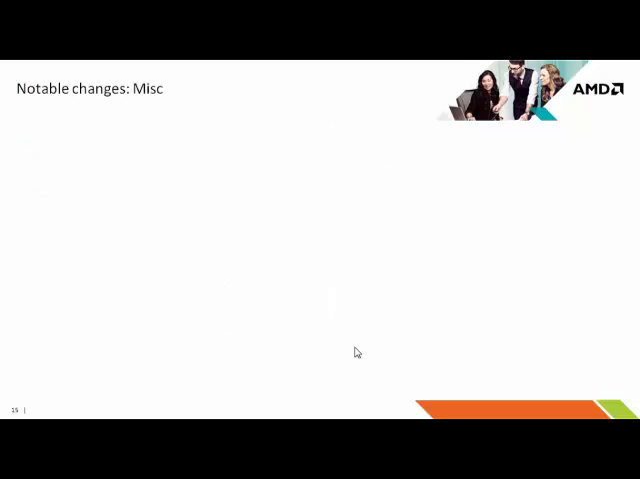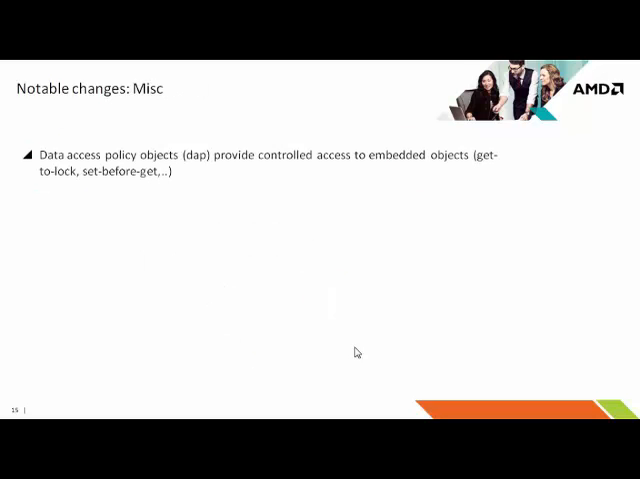Okay, some miscellaneous changes. This is what I was talking about earlier in terms of data access policy objects, to try and get more controlled access to embedded objects through get, lock and get and set. There's also here a set before get, which is like the equivalent of initialize before use. So you can set a data access policy to make sure that you don't use uninitialized data, or variables.